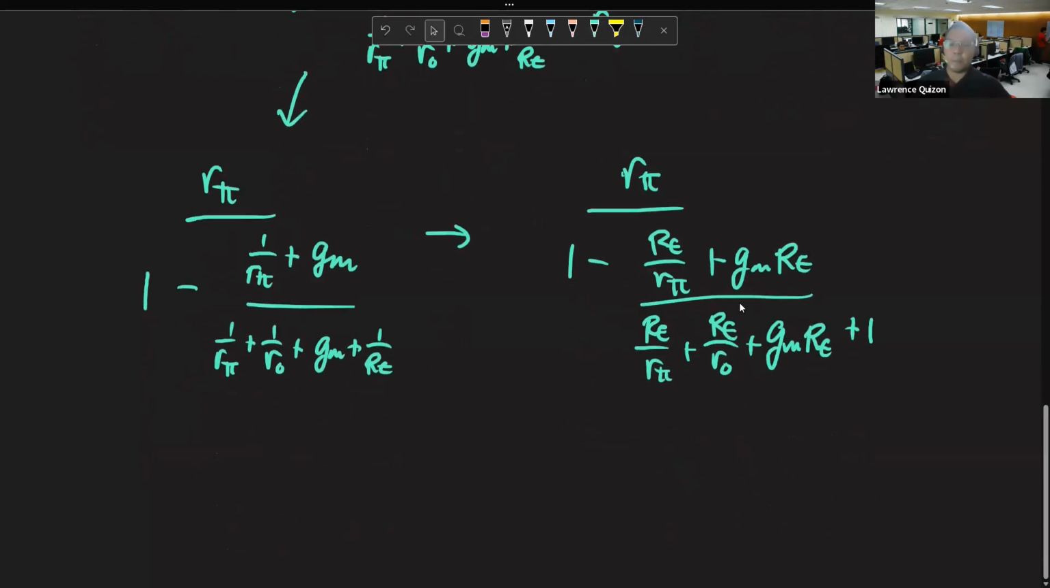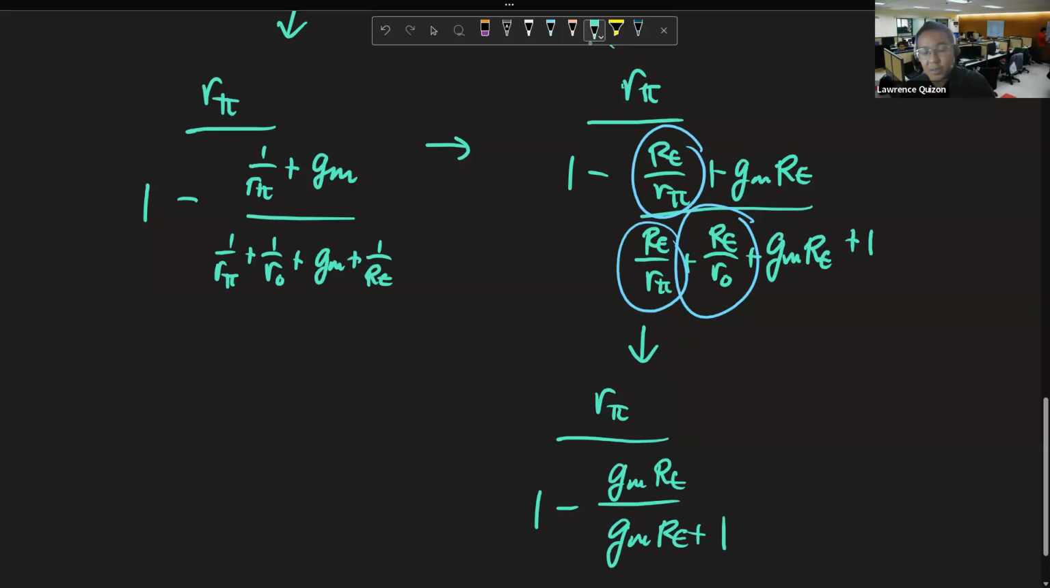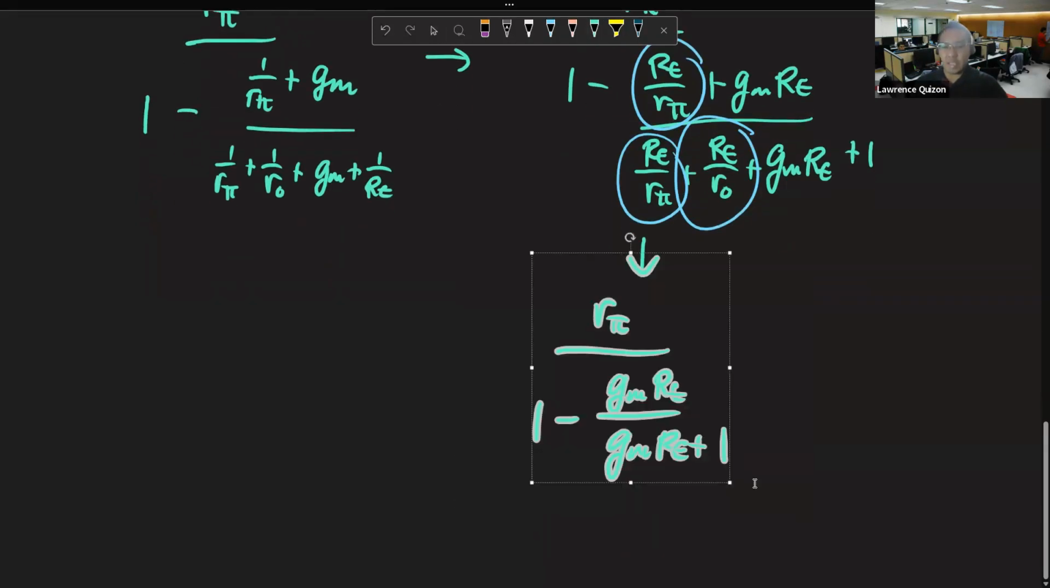Ayan, no? And from here, we can see the ending na, no? So, ito matatanggal, ito, saka ito matatanggal. So, now we have R pi, well, let's keep it at green. R pi over 1 minus GM RE over GM RE plus 1, no? But we've seen this before.